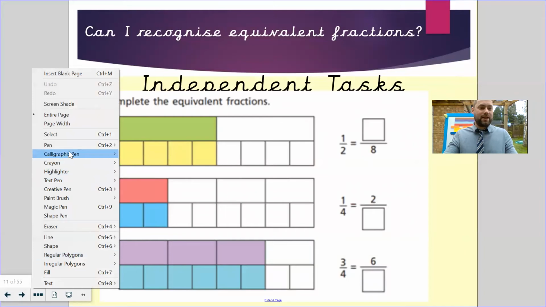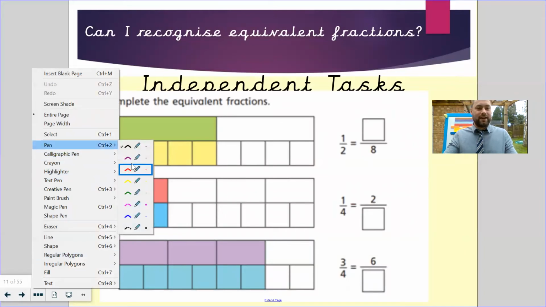Okay, so for this question here, well, the rain is really thundering down at the minute.